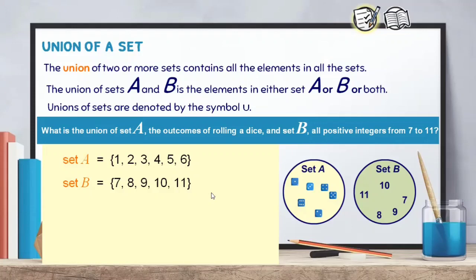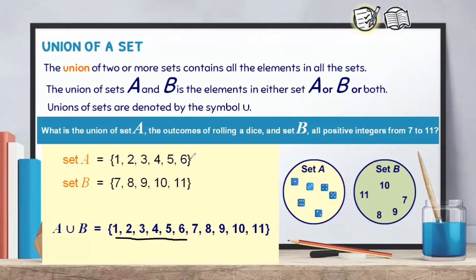Now, if we're talking about the union of set A and set B, we collect all the elements of the two sets in one single set, and that would be A union B. This is the symbol for A union B. As you can see, we have the elements 1, 2, 3, 4, 5, 6 of set A, followed by 7, 8, 9, 10, 11 of set B. So you combine all the elements of the two sets, and that is how you get the union of the two sets. Any question for union?